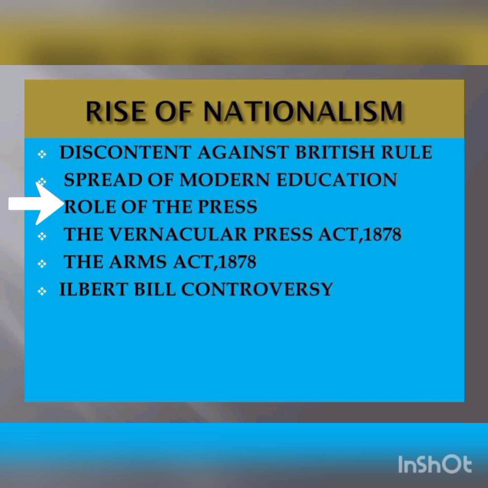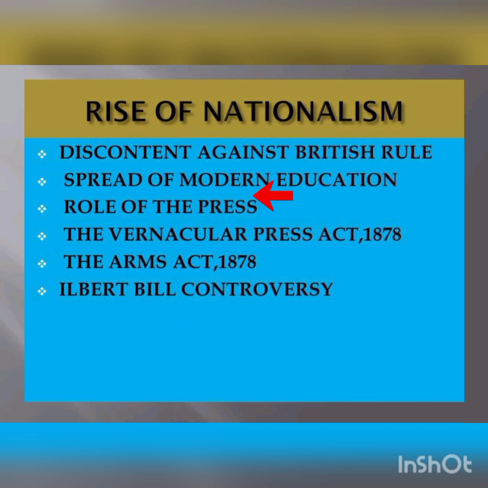Then the role of the press. The Indian press played an extremely important role in strengthening national consciousness. Both the English and the local language vernacular press became a medium to mobilize public opinion and to create a feeling of national bonding. Then, students, there were some immediate factors like the Vernacular Press Act 1878 and the Arms Act 1878, which imposed several restrictions, and then a controversial bill, the Ilbert Bill.